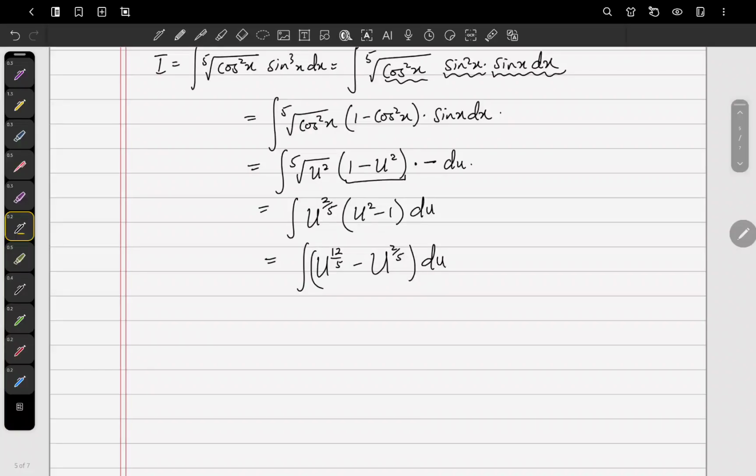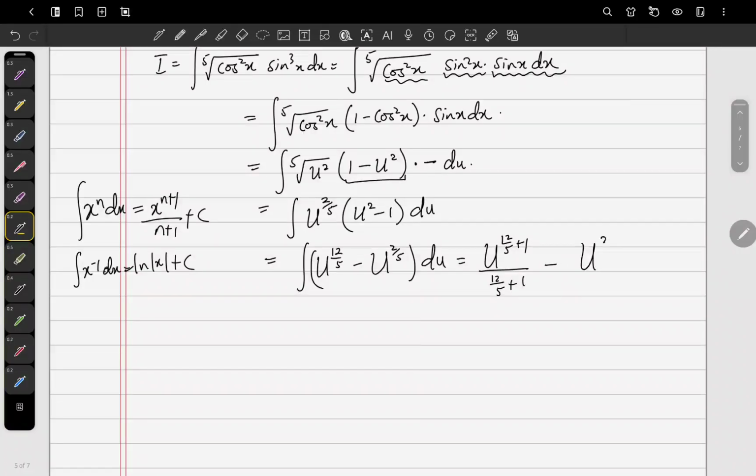Now, it looks very simple because this is just a power. And we know the reverse power rule of integration: the integral of x^n dx, when n is not equal to negative 1, is x raised to power n plus 1 over n plus 1 plus c. And if n is equal to negative 1, this is just equal to natural log of x. So in this case, since n is not equal to negative 1, we say this is u raised to power 12 over 5 plus 1 over 12 over 5 plus 1, minus u raised to power 2 over 5 plus 1 over 2 over 5 plus 1, plus c.